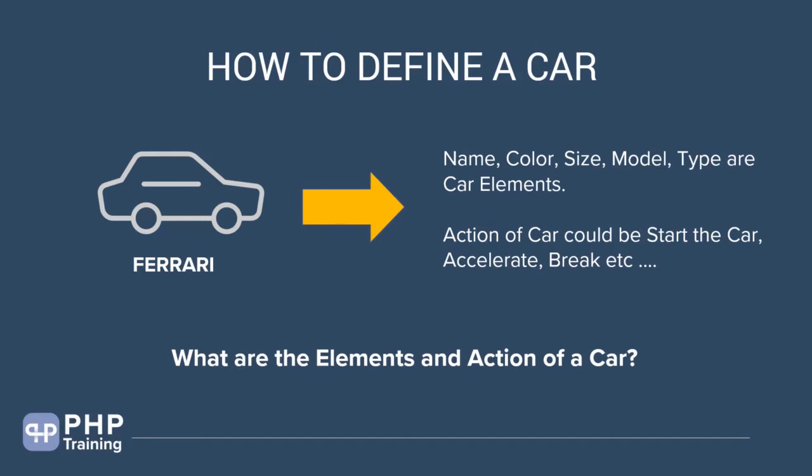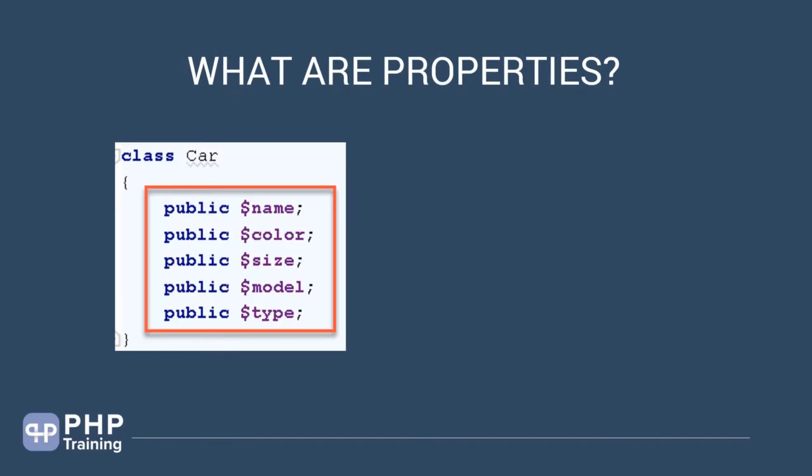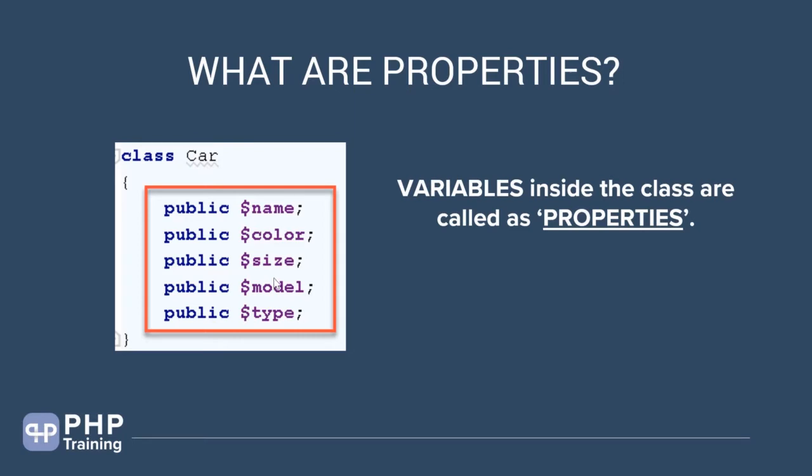Let's take this concept and understand what property and methods are. So what are properties? Here I have a class car. Just now we have defined a car class, where class is the keyword and then you have a name of the class. In this you have defined some variables, and these variables inside the class are called properties. They are properties because they define the car. They are the elements of the car. That's why you call them properties, not variables.